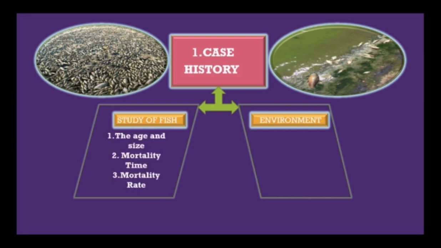Under study of fish, we could study the age of the fish and size of the fish, mortality time and mortality rate. Under the environment, we could study the physicochemical parameters like the salinity, temperature, DO, nitrates, phosphates, and so on. Microbial load is also studied, and especially the facilities which are provided in the rearing unit are also examined.